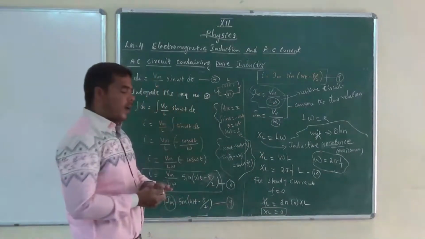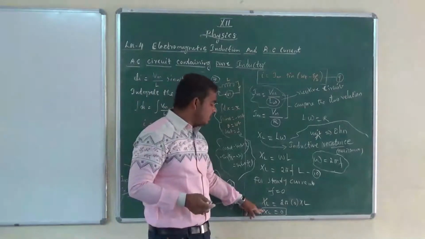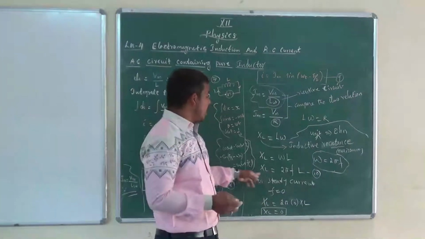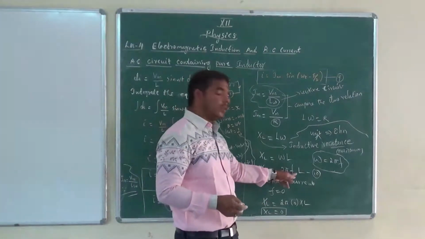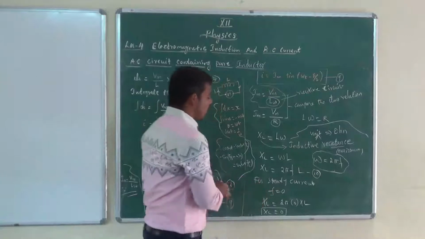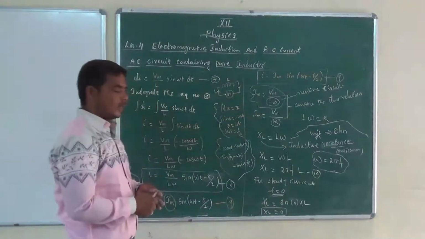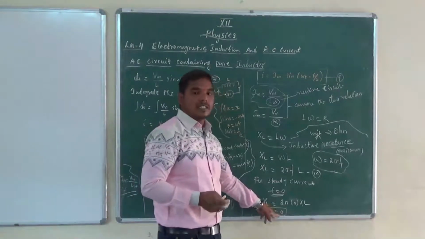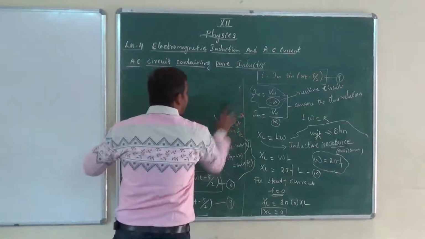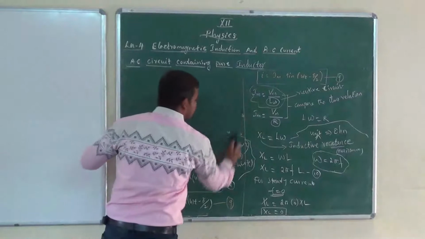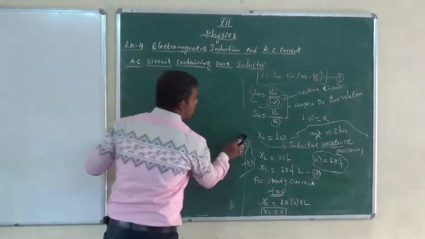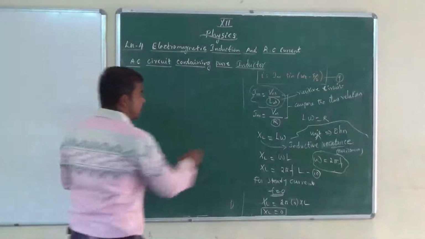That means the inductive reactance varies directly. How does it vary? It is directly proportional to the angular frequency and the inductance. So when we apply frequency equal to 0 for steady current, the inductive reactance becomes 0. That means a pure inductor offers zero resistance to steady current. This is a very important point. I will show how that zero resistance appears in the phasor diagram.